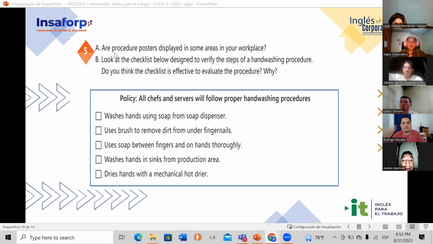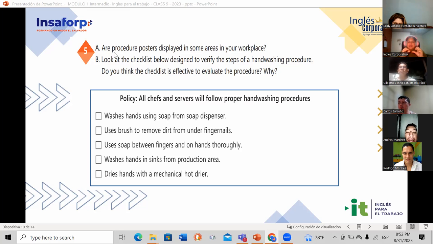Do you like to dry your hands with a mechanical hot dryer, or do you prefer paper towels to dry your hands? What do you prefer? A mechanical hot dryer, teacher, because the pieces of paper can stick to your hands. Okay. Yes. Good. So, do you consider that all these procedures are good to follow, or would you like to remove one from that?